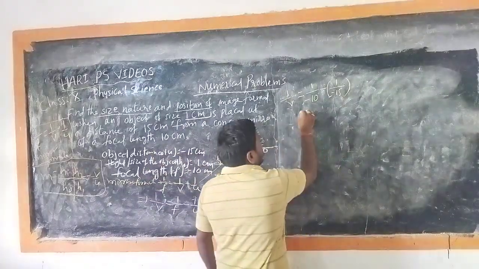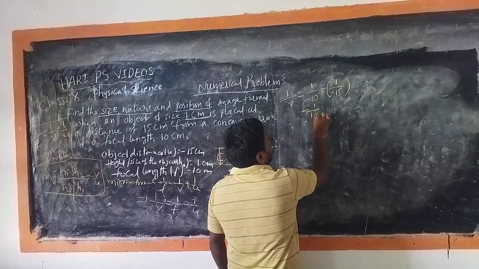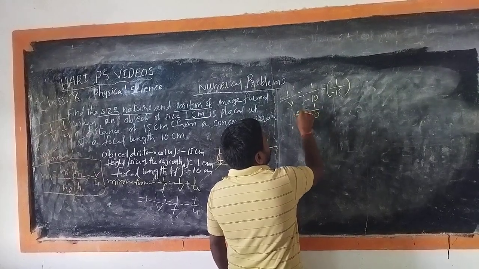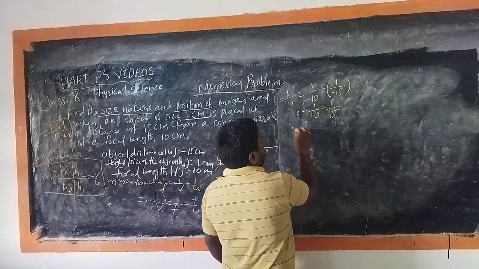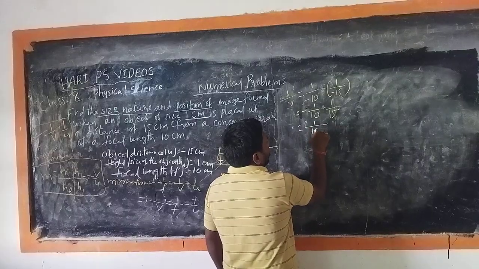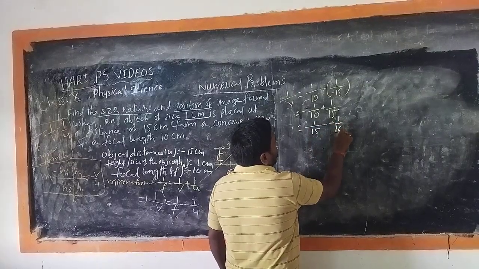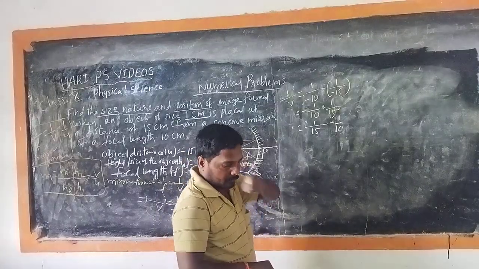So from this we can write 1 by v equals minus 1 by 10 minus 1 by 15. Minus into minus is plus, so that's equal to 1 by 15 minus 1 by 10.